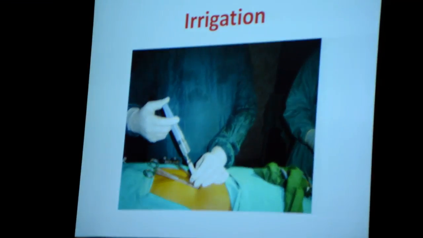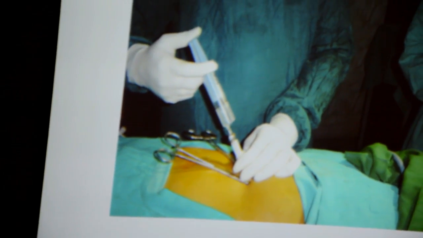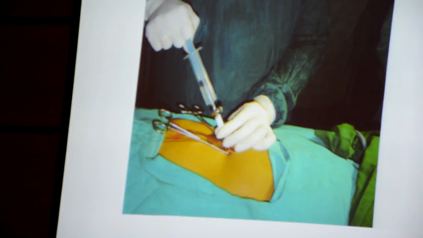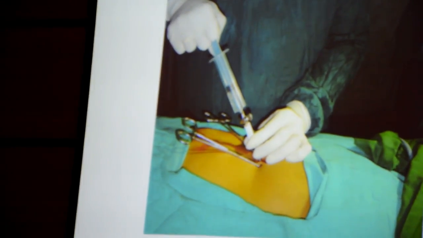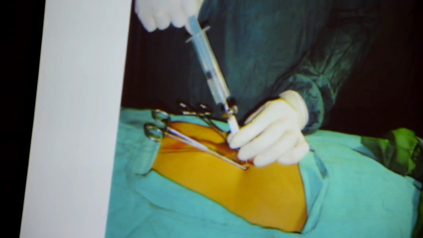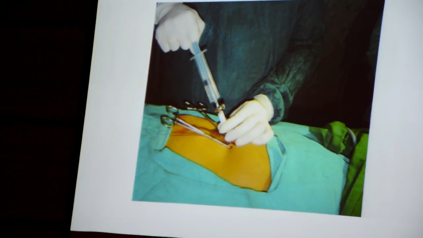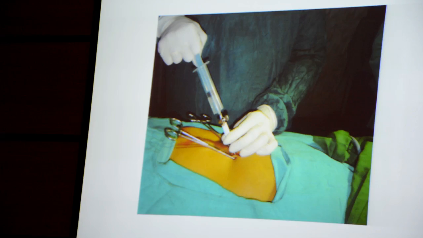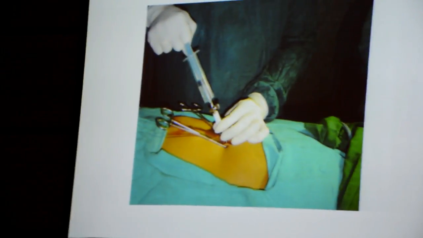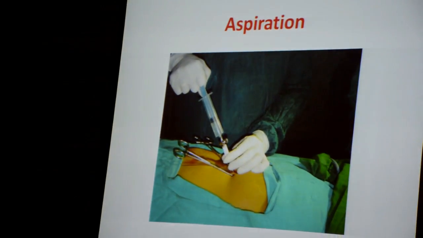This is the irrigation test. When pushing water by syringe, it moves easily inside the abdomen. Otherwise, if there is any resistance, you are in the pre-peritoneal space. This is the aspiration test. If you are inside the abdomen, you cannot aspirate anything, unless you are injuring the bowel or vessels. But if you are in the pre-peritoneal space, there will be aspiration of the fluid that you injected.